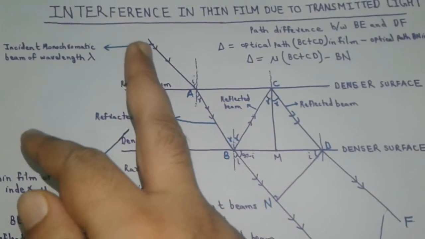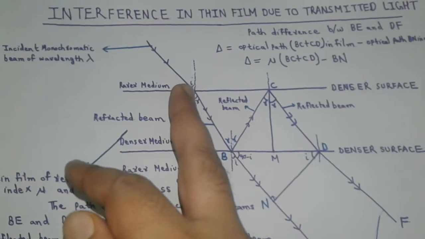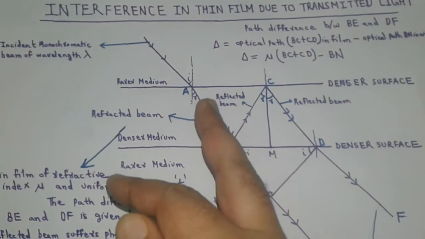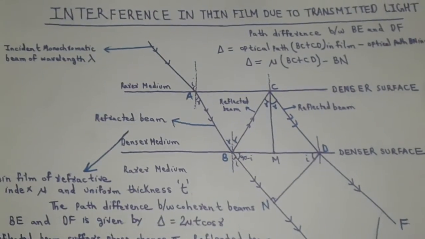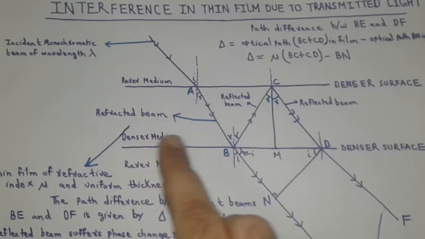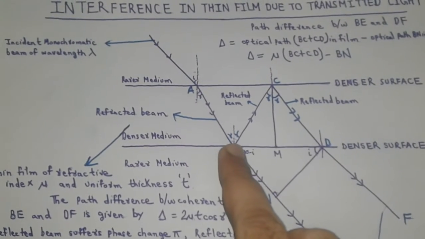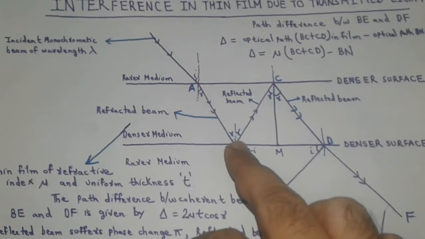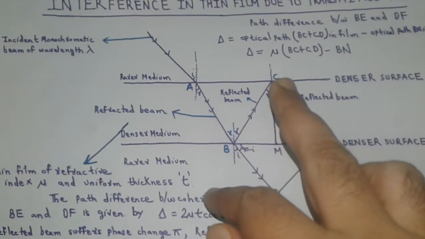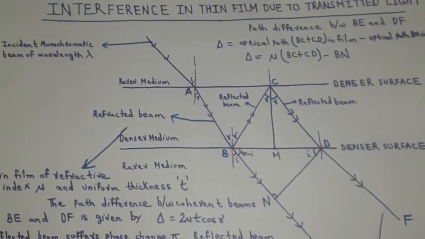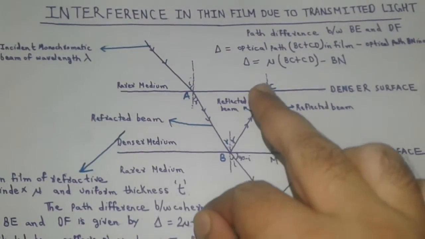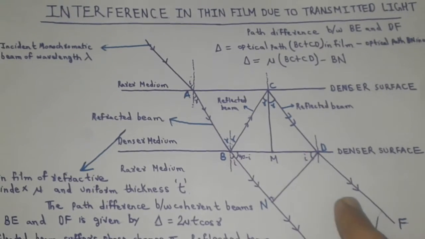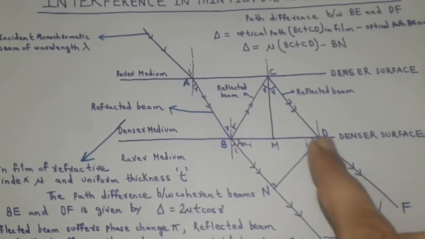As the monochromatic beam is traveling in the rarer medium, it will be refracted into the denser medium, so it will bend towards the normal. At the denser surface, a part of the refracted beam emerges into the rarer medium and another part of the refracted beam is reflected back into the denser medium. The reflected beam BC, on further reflection from the denser surface, emerges out into the rarer medium as beam DF.